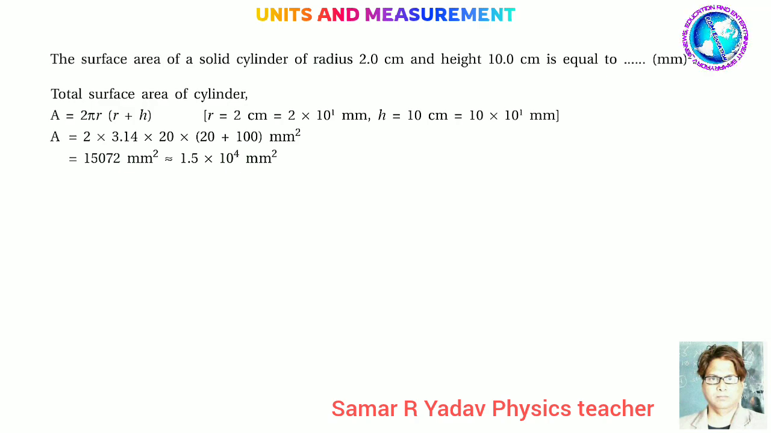The surface area of the solid cylinder of radius 2 centimeter and height 10 centimeter is equal to dash millimeter square. Total surface area of the cylinder A is equal to 2 pi r (r plus h). r is equal to 2 centimeter, which is 2 into 10 power 1 millimeter, and h is equal to 10 centimeter, which is 10 into 10 power 1 millimeter. Therefore A is equal to 2 into 3.14 into 20 into (20 plus 100) millimeter square, which is 1.5 into 10 power 4 millimeter square.